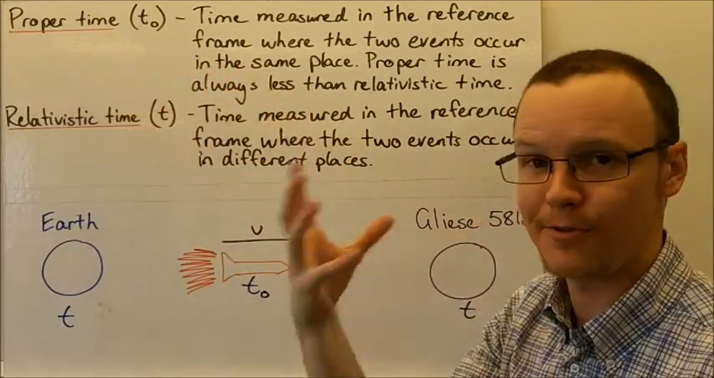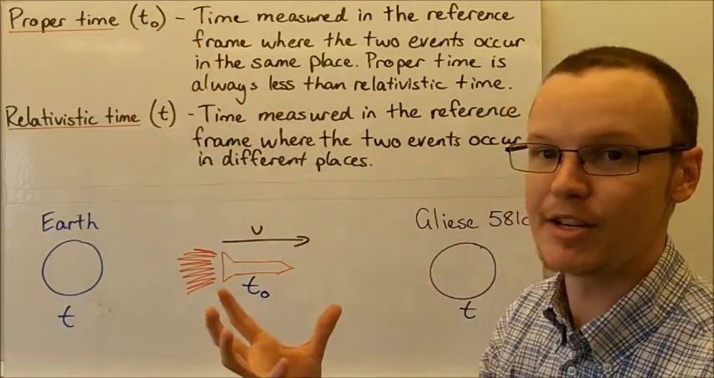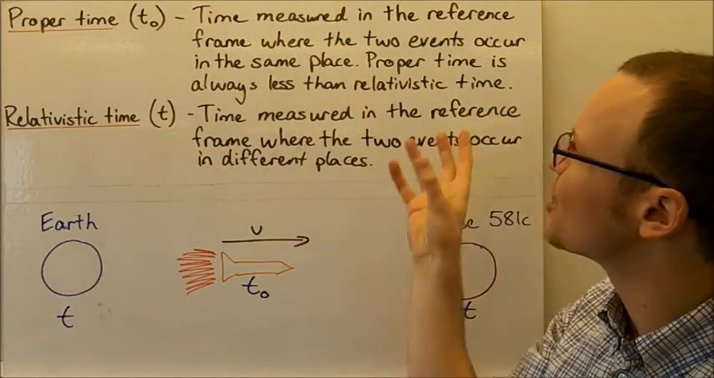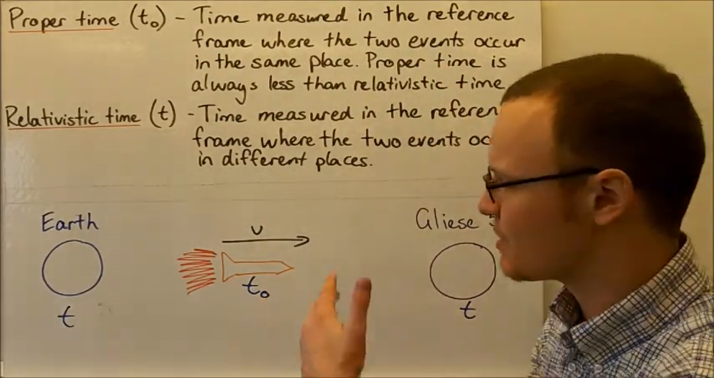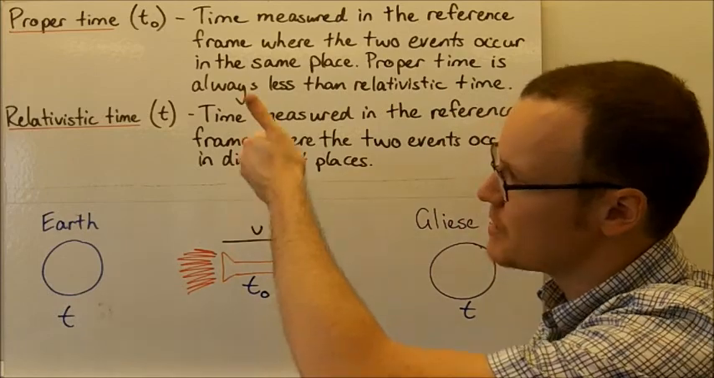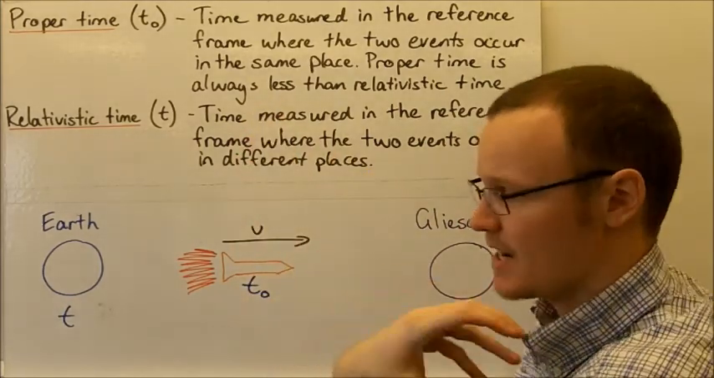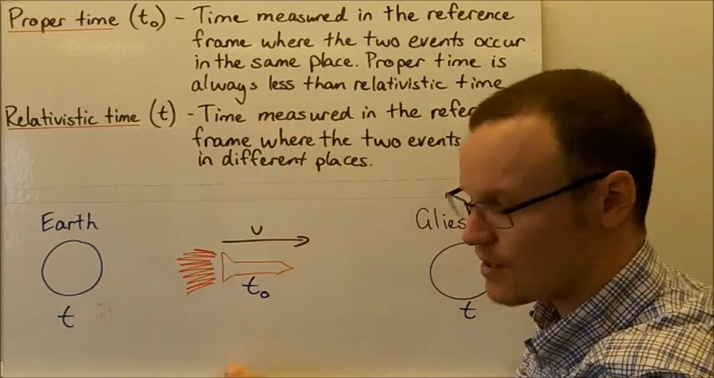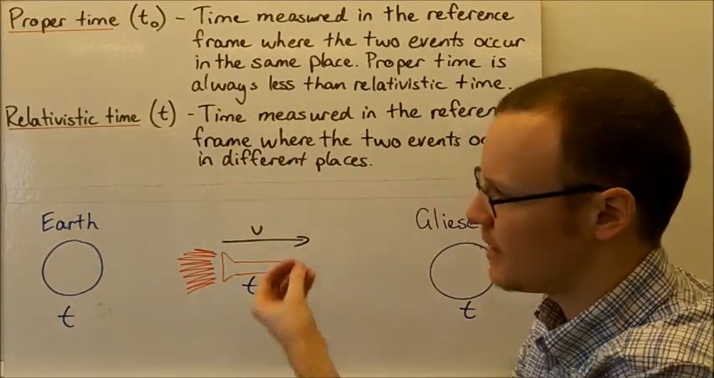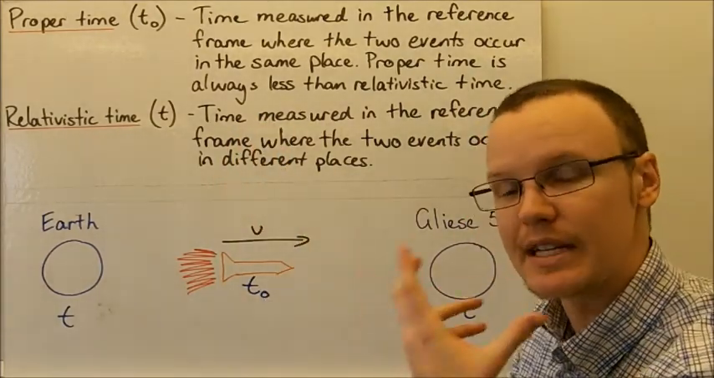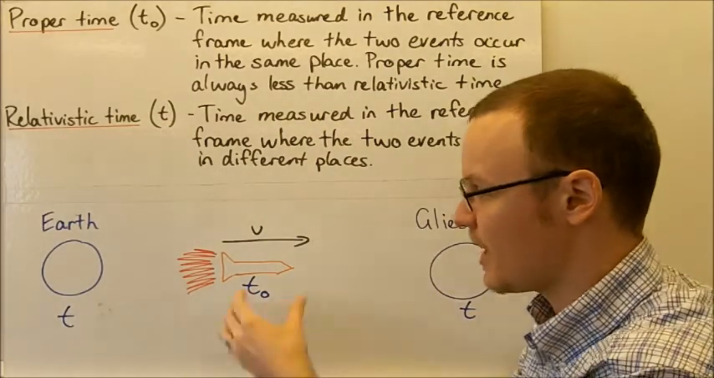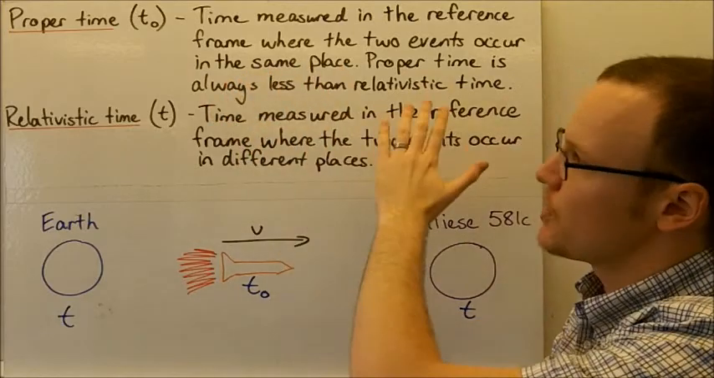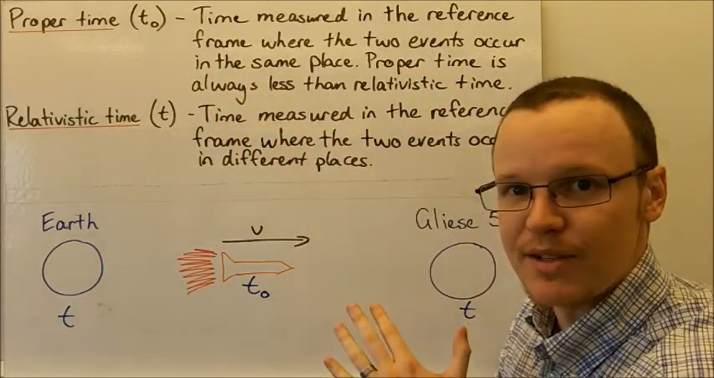So proper time is this value t0 that we found. That's the time measured in the reference frame where the two events occur in the same place. We saw the light was being emitted from the same space and it was retrieved to the same space. That was as the inside observer saw it. It went straight up and straight back down again. The proper time is always going to be less than the relativistic time.